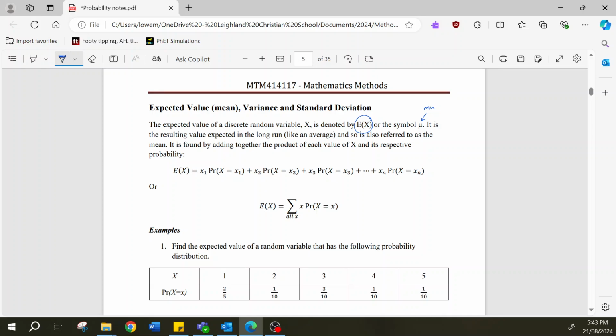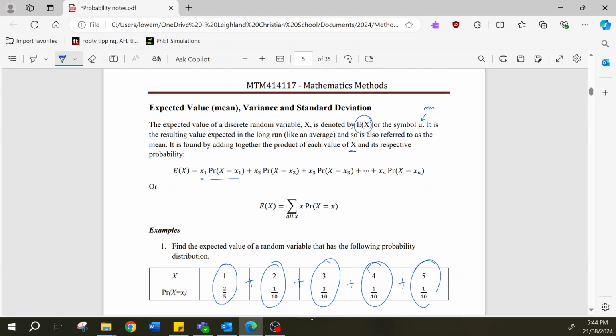It's found by adding together the product of each value of x, the value of the random variable, multiplied by its probability. So basically, if we were to write it all out, your expected value is our first x value multiplied by its probability. Add that to the next x value multiplied by its probability. So you'd multiply those together, then multiply these together, add it to the previous, multiply those together and add them, and keep going, and that will give you your expected value.